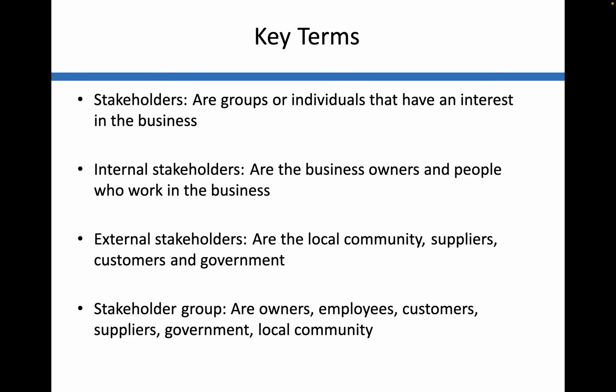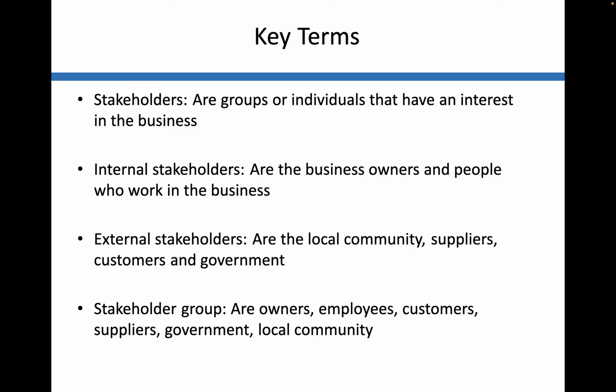It's an individual or a group that has an interest in the business. So quite a loose definition there, but there's examples of stakeholders that you need to know. There's two different types of stakeholders: internal stakeholders and external stakeholders. Internal stakeholders are within the business and they basically either own the business or they work for the business. External stakeholders are outside of the business, so local communities, suppliers, customers and government. These are the stakeholder groups that you need to know.